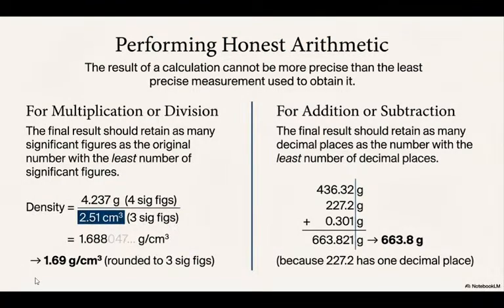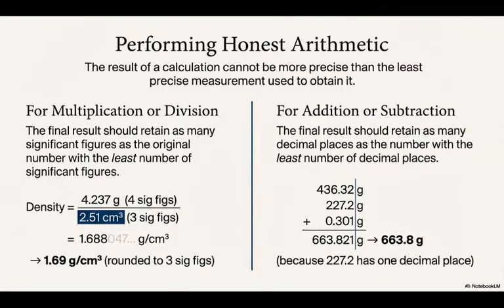Performing honest arithmetic. For the result of a calculation cannot be more precise than the least precise measurement used to obtain it. This is the rule for multiplication or division. What is that? You see here that the final result should retain as many significant figures as the original number with the least number of significant figures.